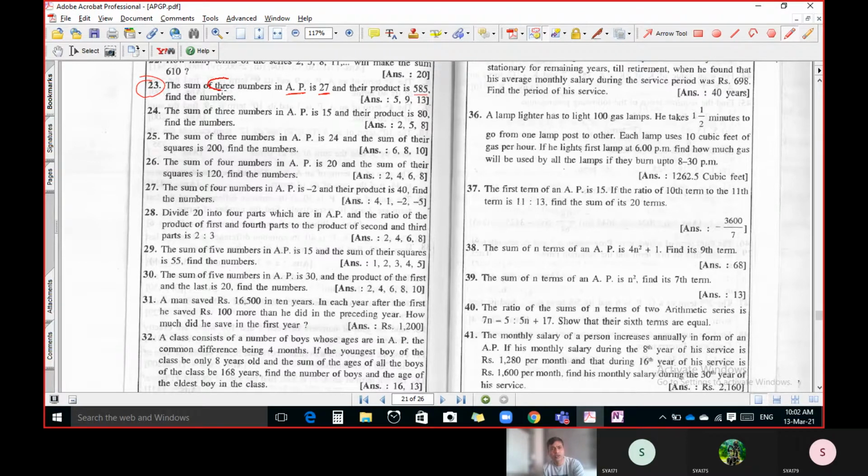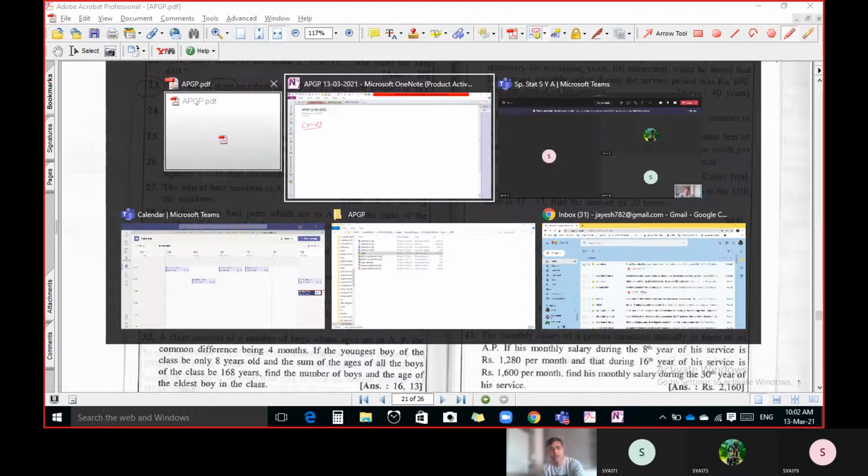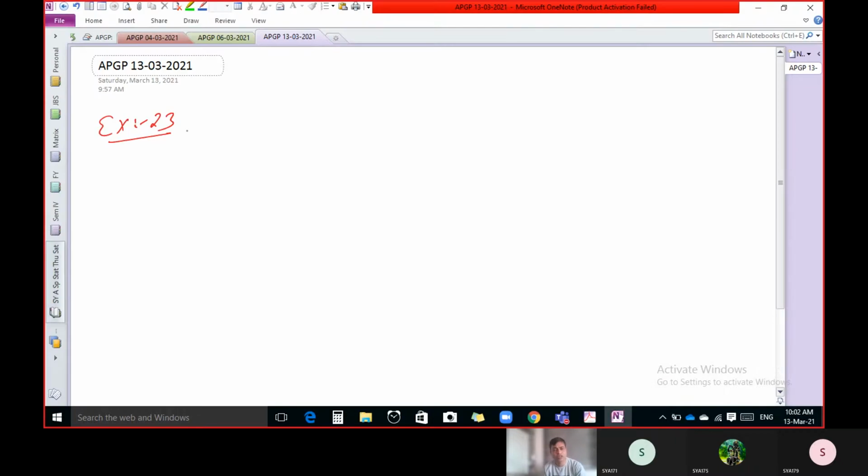So whenever there is a question of three numbers in AP, it's better to assume the three numbers like this. Let the numbers be a minus d, a, a plus d. If there are three numbers, it's better to take these three numbers.